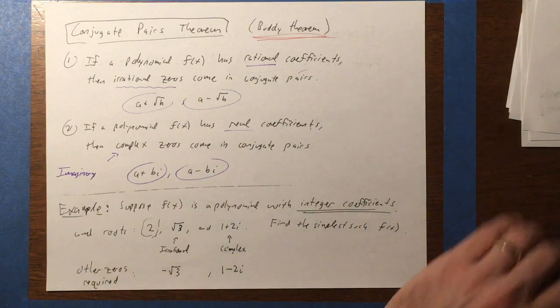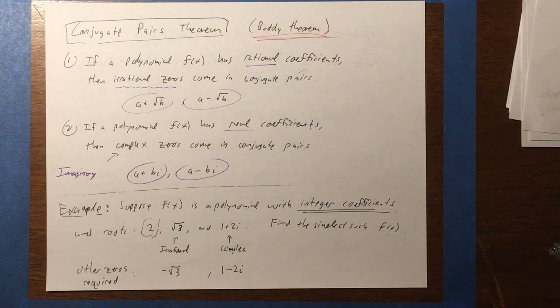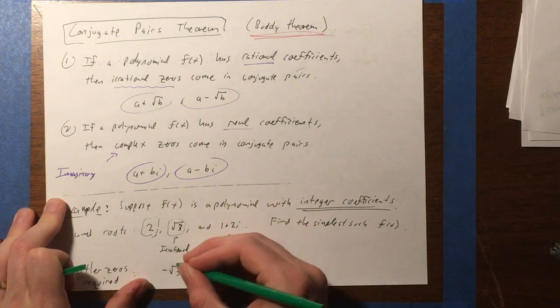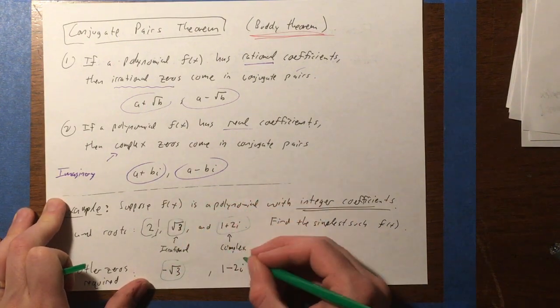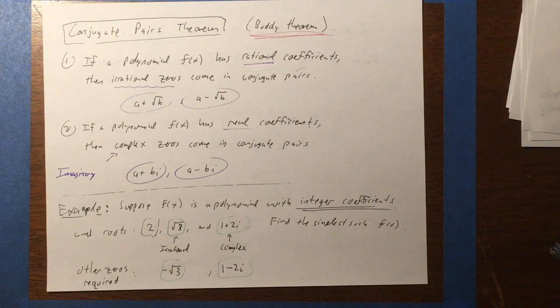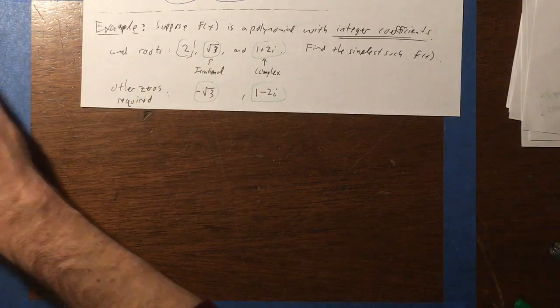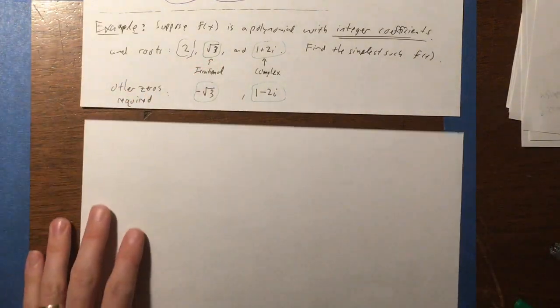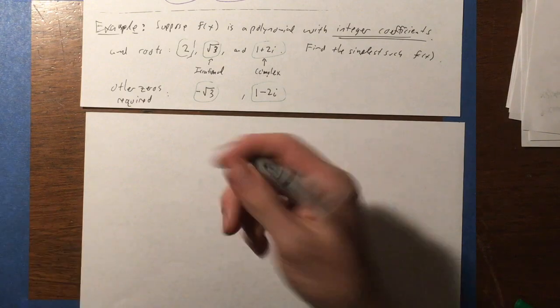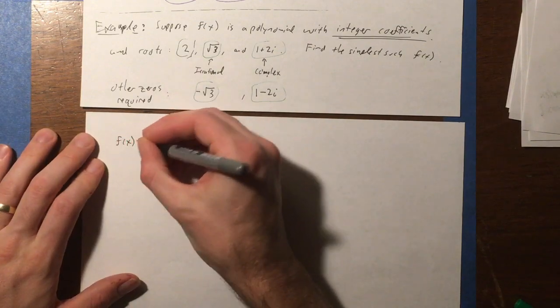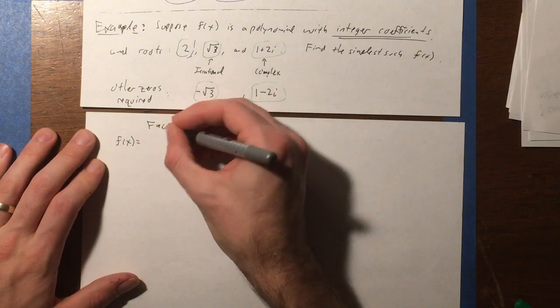So we don't just have 3 zeros. We actually have 1, 2, 3, 4, 5 zeros. So this function we're working with here is going to have to be, its degree is going to be at least 5. And I can write it out in factored form.